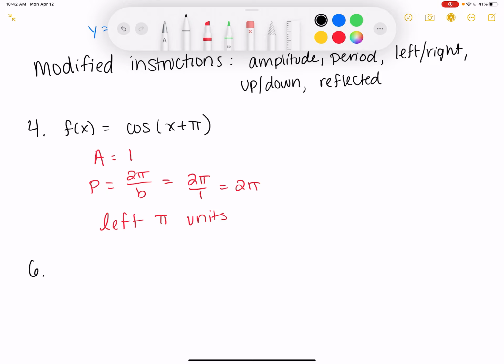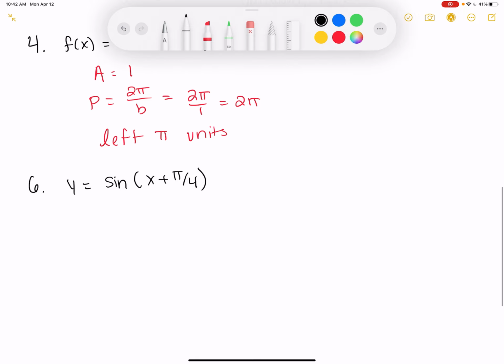All right, 6. You must be ready for a quiz. There's a lot of talking going on. That's not math.